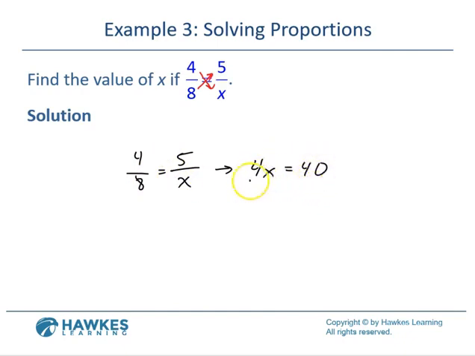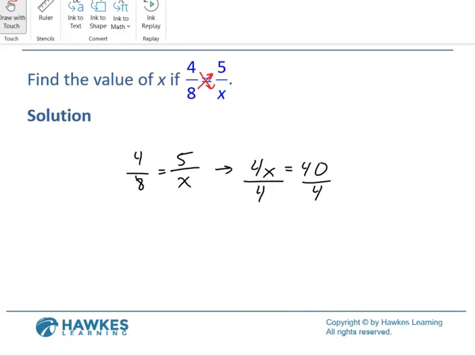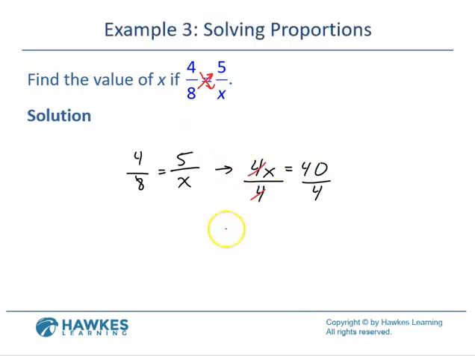What we're going to do here is we're going to divide off this 4. What does that do? That gets rid of the 4. Okay, I say get rid of, but that reduces the 4 on this side, leaving just that x by itself. And then over here we've got 40 divided by 4. Okay, well that's just going to give us where x is equal to 10.